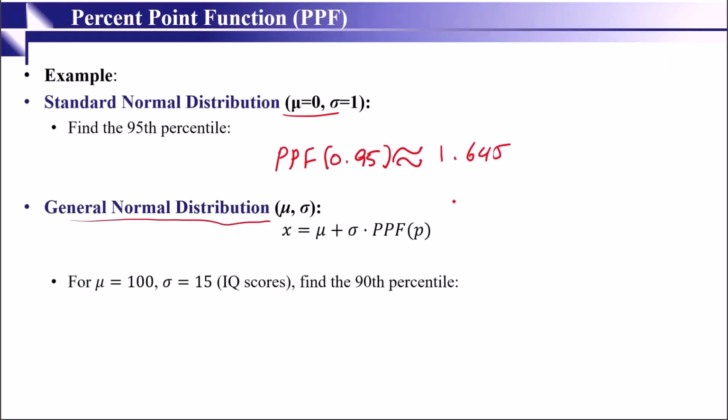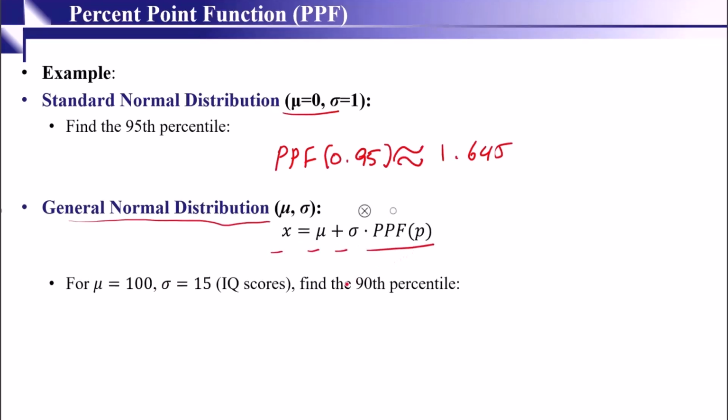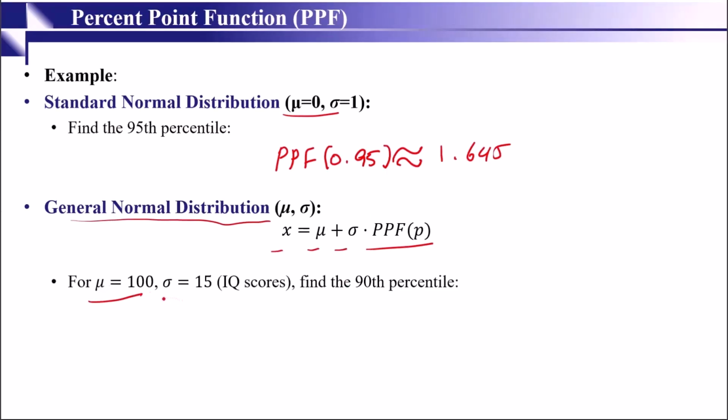And another one is for the general distribution. In this case, we say x is equal to mu plus sigma multiply ppf. This example is about IQ scores. For example, an IQ score can be less than 85 or greater than 130. So we want to practice with this example. If you have mu of 100 and sigma of 15, find the 90th percentile.